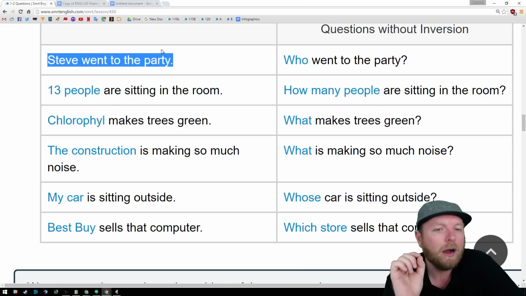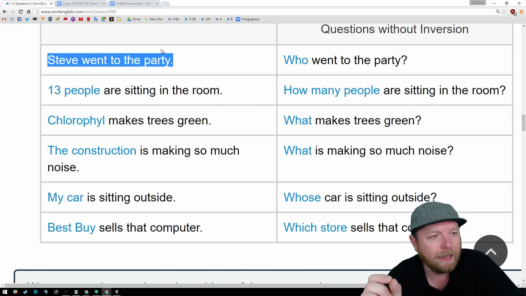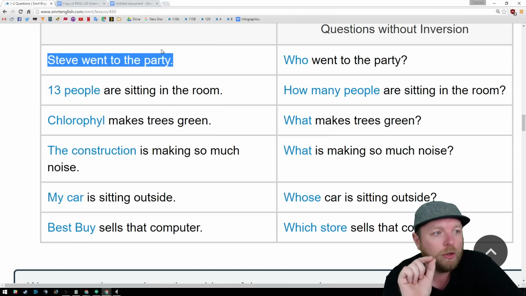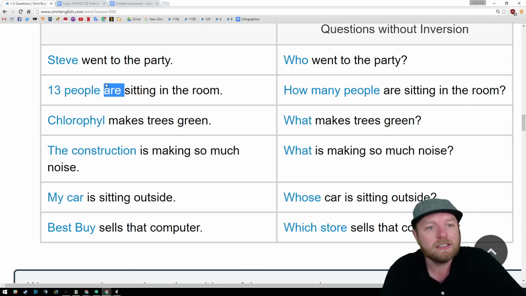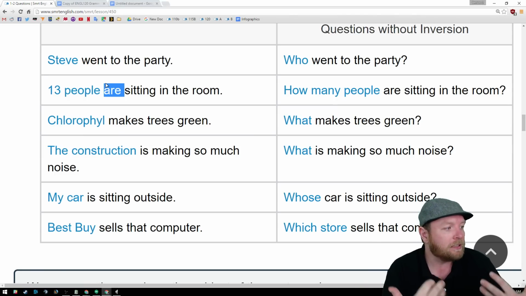13 people are sitting in the room. Are sitting. 13 people is the subject. Are is the helping verb. This is not a question, so we do not use inversion. Remember, in normal English, we say the auxiliary, the helping verb, after the subject. So this sentence is normal English. 13 people are sitting in the room. Mark is sitting in the room.